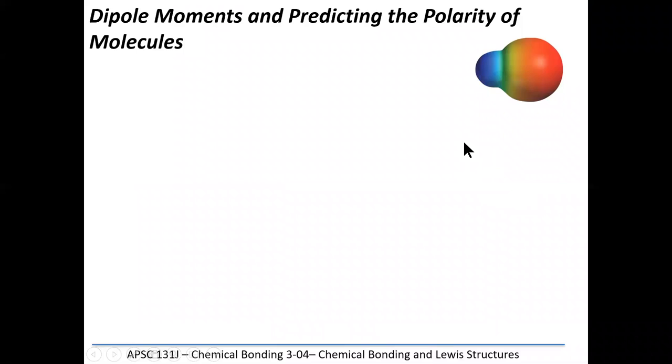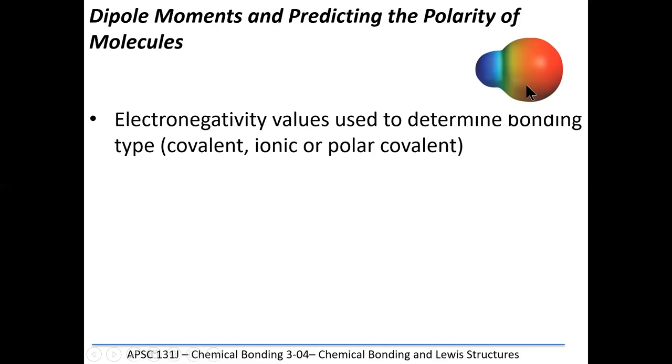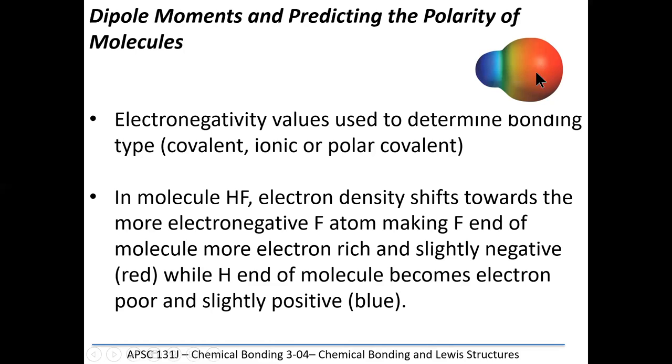Now, when we predict the polarity of molecules, the electronegativity values are used to determine the bonding type. In this case, it looks like a polar molecule because one atom has a much stronger pull on electrons than the other. So now the electron density is going to shift from the hydrogen to the more electronegative fluorine atom in this case. So the hydrogen end of the molecule becomes electron poor and slightly blue. The fluorine end of the molecule becomes more negative because the fluorine has a much stronger pull on electrons. It's got way more protons in its nucleus.